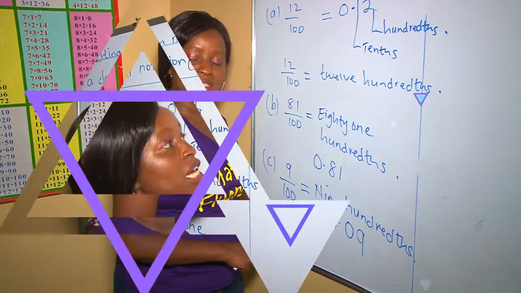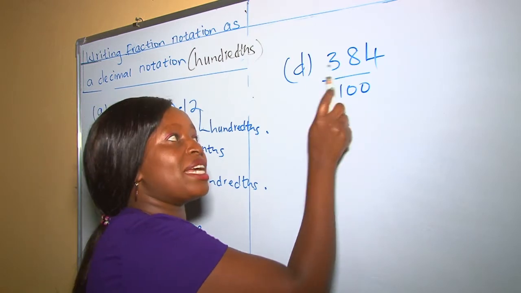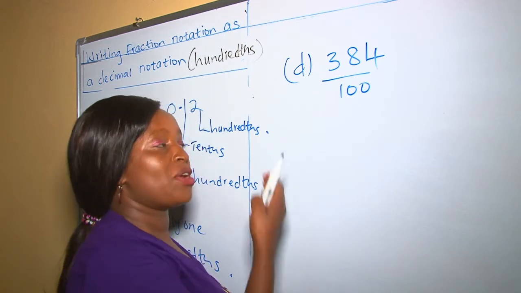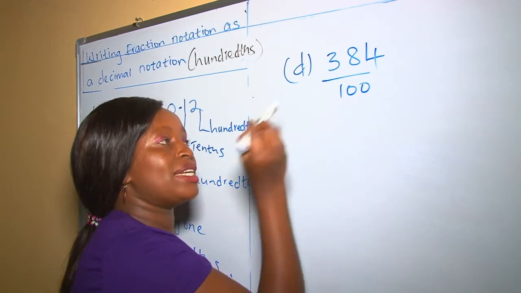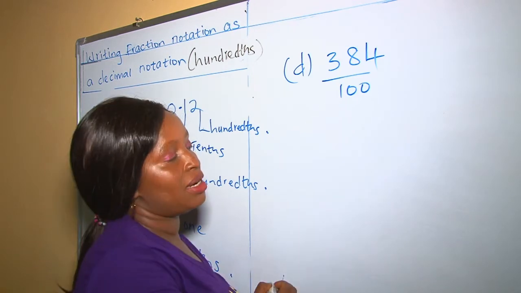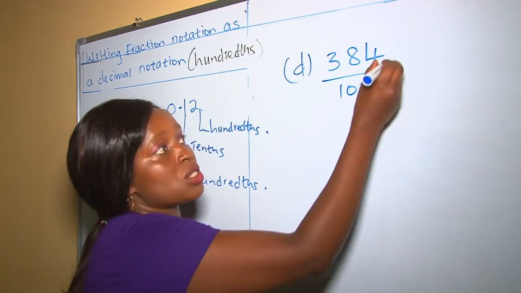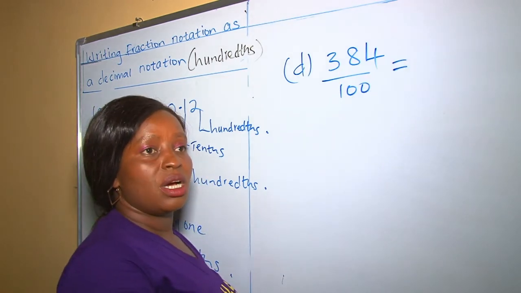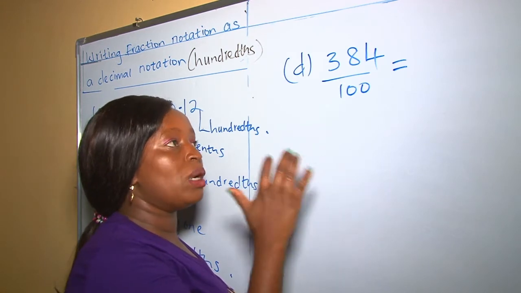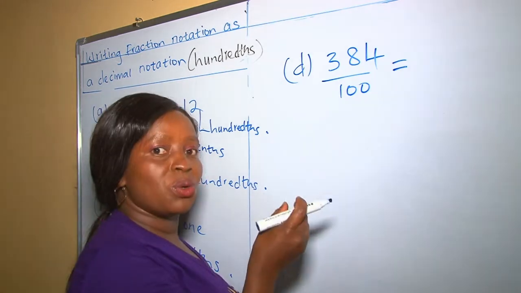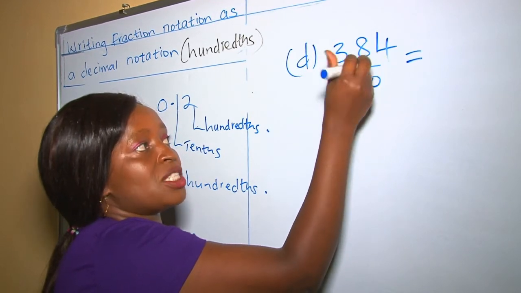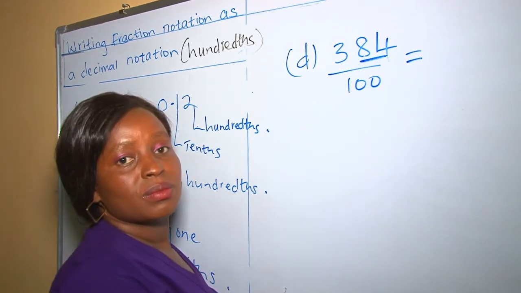Let's get more examples. If you look at this fraction, the numerator is bigger than the denominator. This kind of fraction is called an improper fraction. Now, to change it to a decimal, we need to identify how many zeros are there at the denominator. There are two zeros. The moment I see these two zeros, I know that when I'm writing it as a decimal, after the decimal point on my right, there must be two digits. So, which two digits are we going to pick from these 384? We pick these last ones.